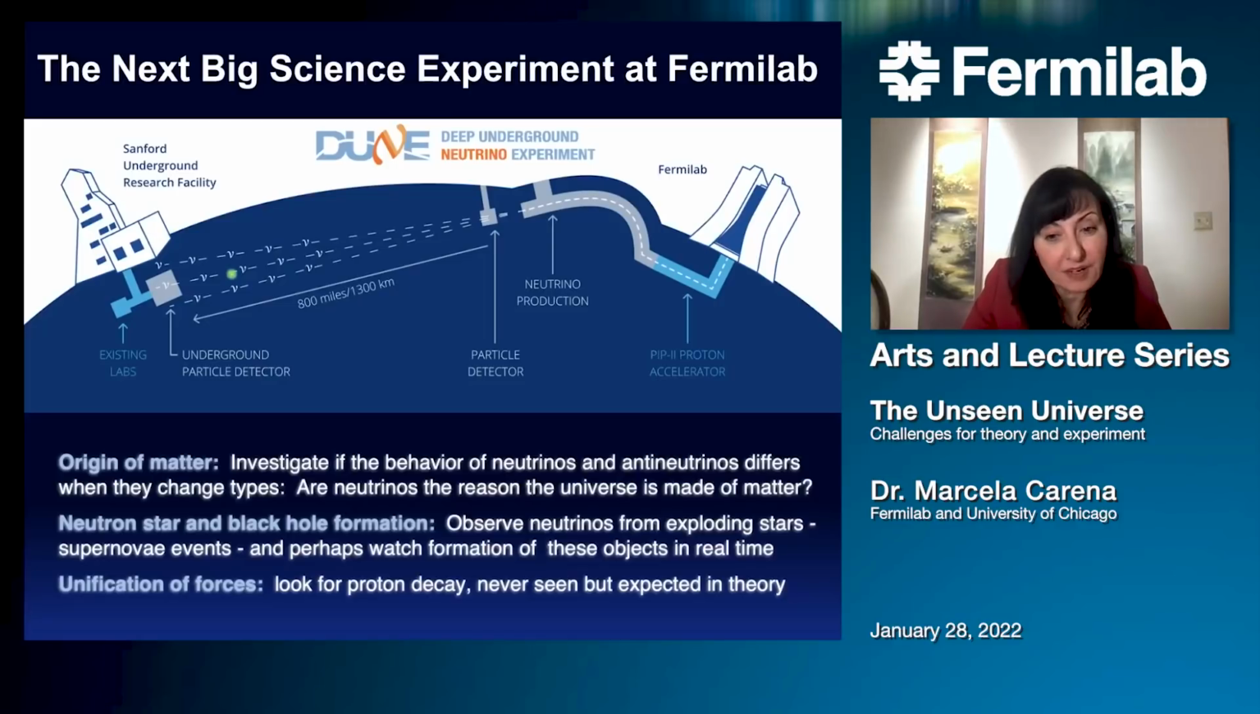Also, I told you that a supernova, when it occurs, liberates an enormous amount of neutrinos. So observing neutrinos from exploding stars, if we are lucky, from these supernova events, would be very important, because it may be that as part of these supernova events, there is the formation of neutron stars or even black holes. And by looking at the neutrinos in that behavior in real time, we could learn about these amazing objects.